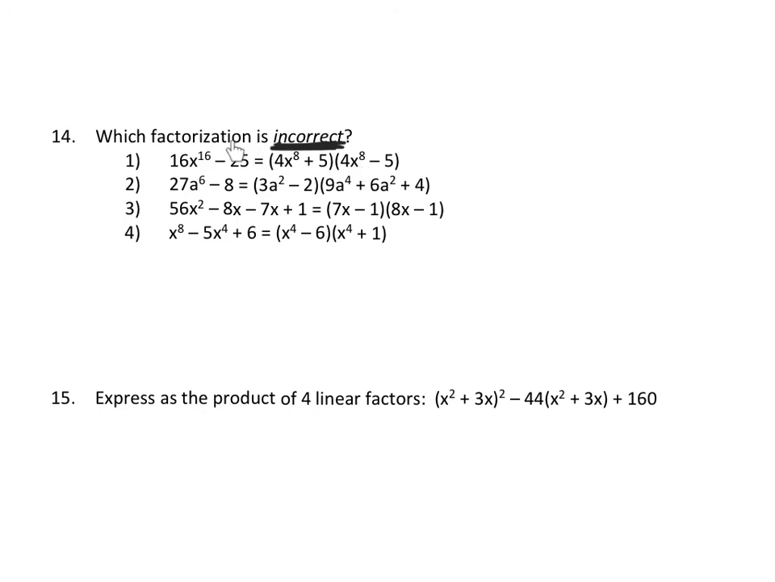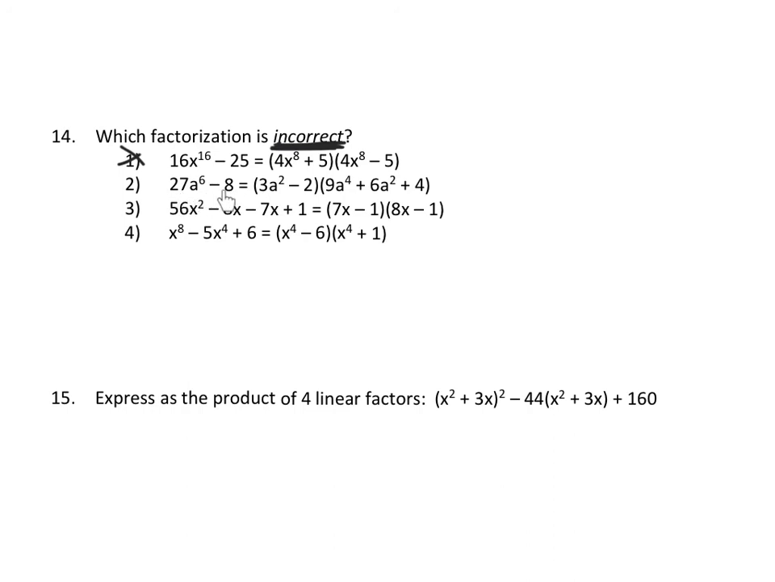Okay, now let's look at what comes second. We have a 25. The square root of 25 is 5, so we put that in the second spot in each parenthesis. So choice one is correct. So we're looking for what is incorrect. So I'm going to cross that one off, okay? That's not our answer.